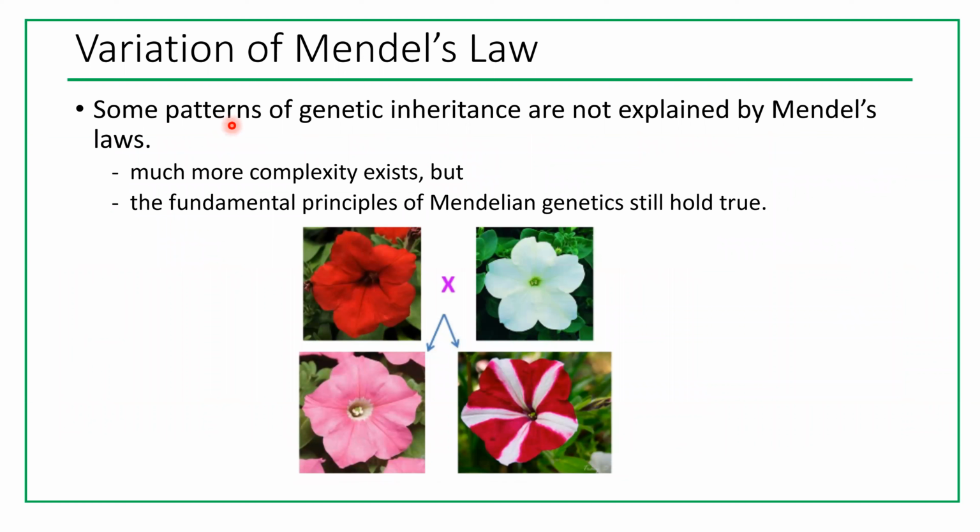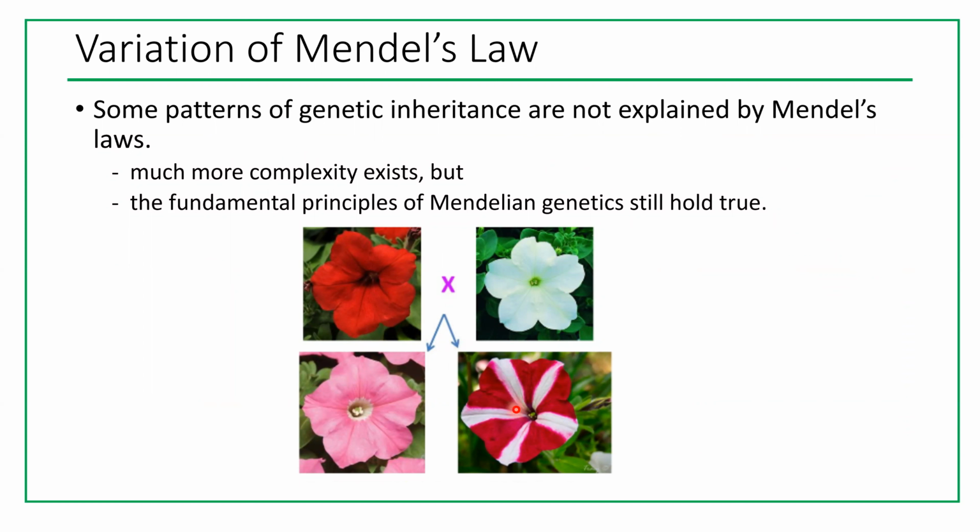Now, some patterns of genetic inheritance are not explained by Mendel's law. Much more complexity exists, however, a fundamental principle of Mendelian genetics still holds true. Now look at this example here. Red flower, white flower. Well, if red is dominant, what are we supposed to have in the second generation? We're supposed to have all red flowers, right? But how is it possible that we have pink? Do we have some blending? No, we don't, but that's a variation of Mendel's law.